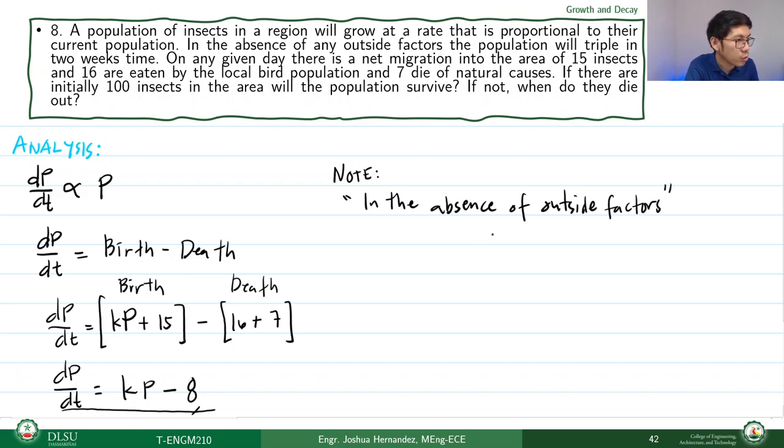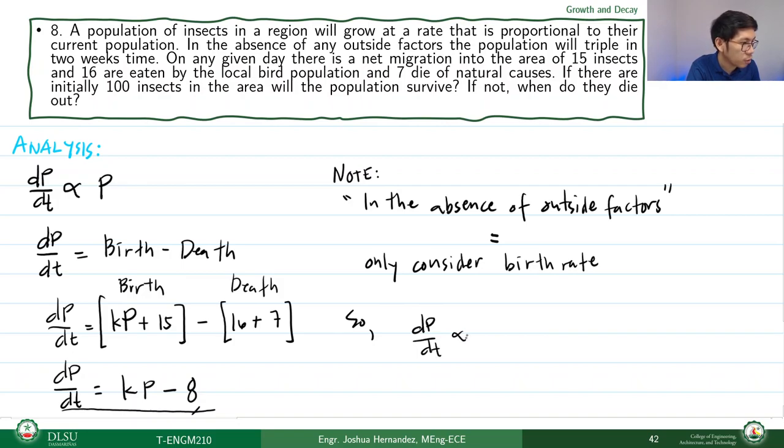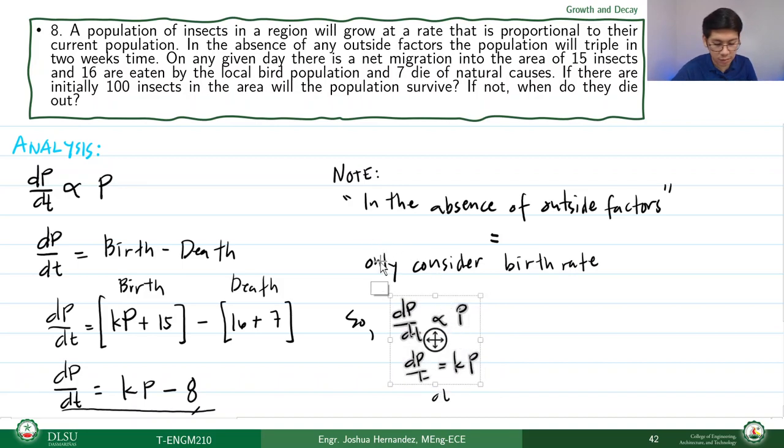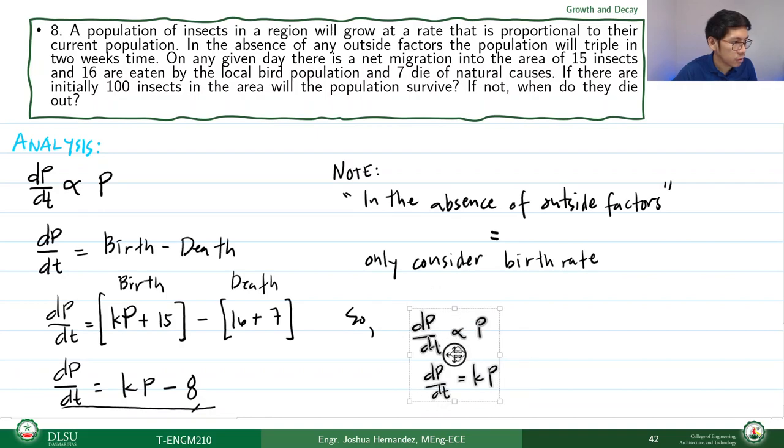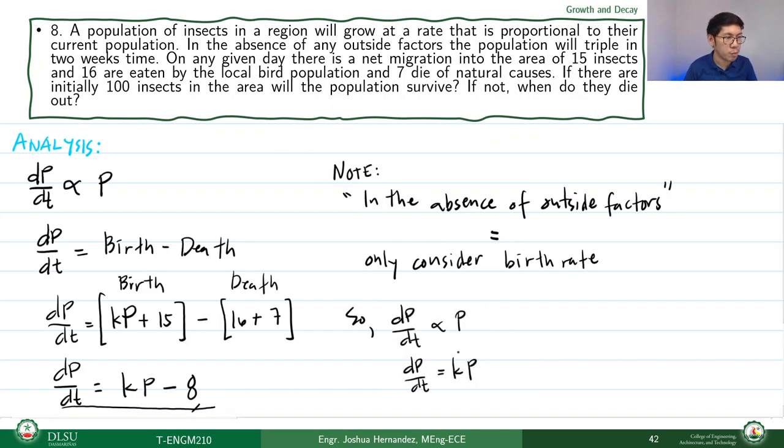itong statement na to is actually equivalent to saying na we should only consider yung birth rate. In other words, dp over dt directly proportional to p will give us dp over dt equal to kp. And teka, ingat lang natin to ano. Yeah. So dp over dt is directly proportional to p, and dp over dt is equal to kp.